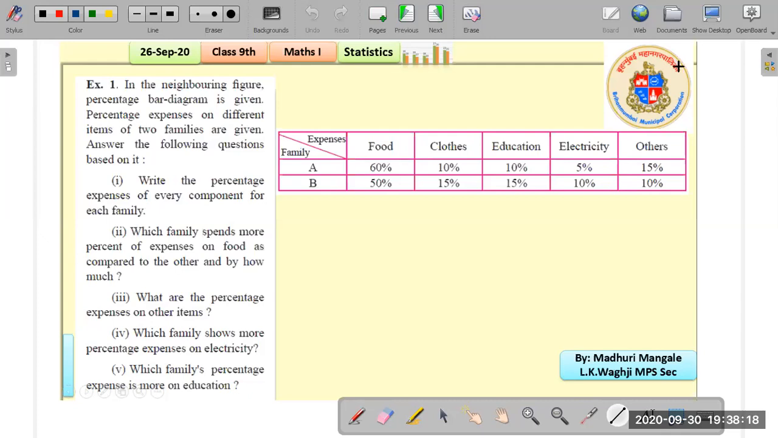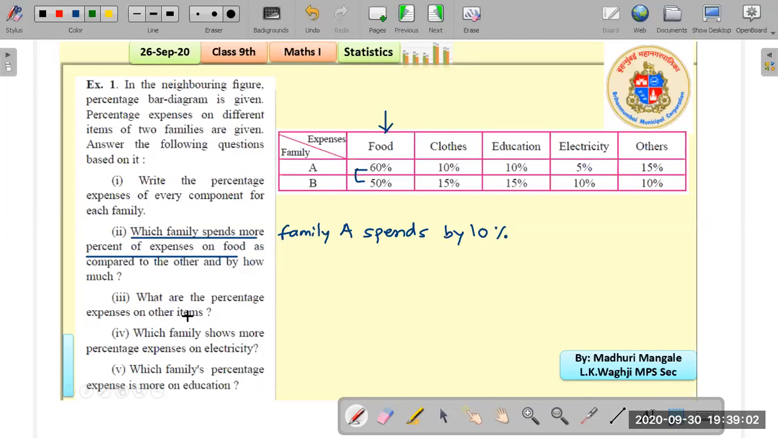Just a minute, students. Yes. So which family spends more percent of expenses on food as compared to the other, and by how much? So we look at the food column, and which family spends more percent? Yes, it is family A. So the answer will be family A spends more, and by how much? That is by 10%. The difference is 10%.